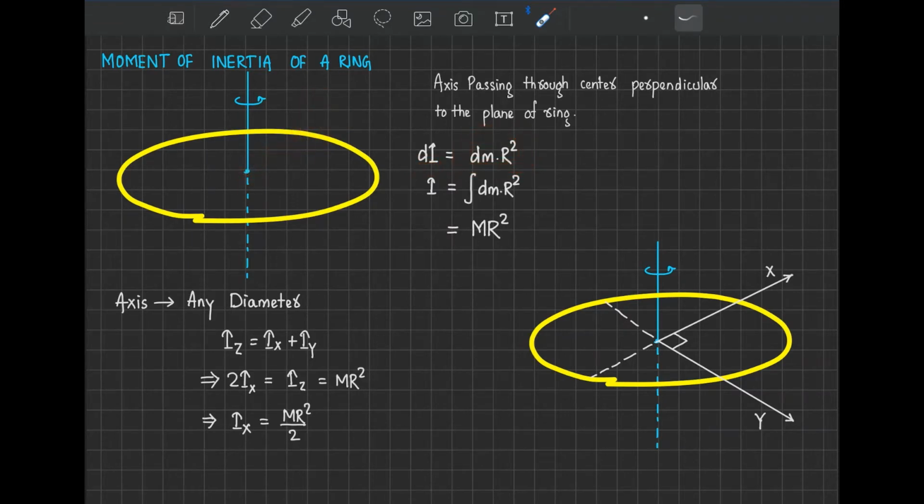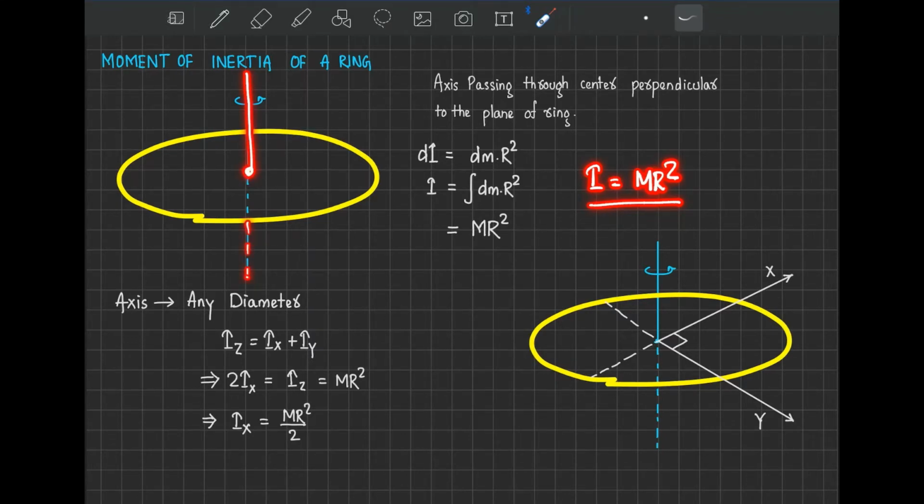Now for the total moment of inertia we need to integrate it. So I equals the integration of dm into r square. Here each element is at the same distance from the center, so each element is at a distance r. It doesn't matter how many elements we choose, they are at the same distance, so r is constant here. Taking r out, we get the integration of dm, which gives us the total mass of the ring. So the formula for this case is I equals mr square. This is the moment of inertia of the ring about an axis passing through its center and perpendicular to the plane.